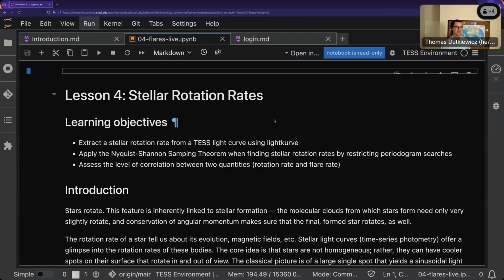We're going to talk a little bit about the limits on both ends and play around with those so you can understand why those are important. And then we're also going to try to assess the level of correlation between this rotation that we've seen and the flaring rate. Now, the flaring rate itself is an interesting question, and I don't have a learning objective on here about figuring out how we're going to do that.